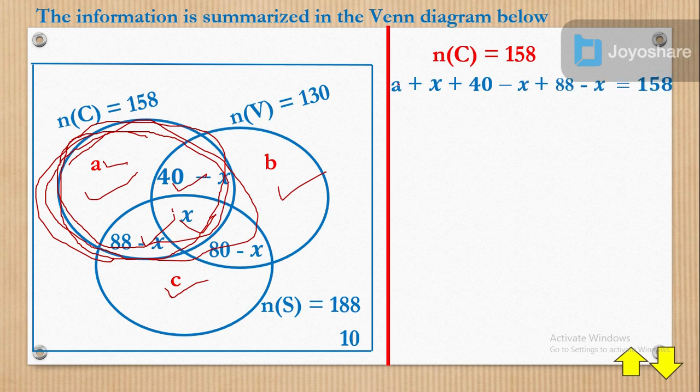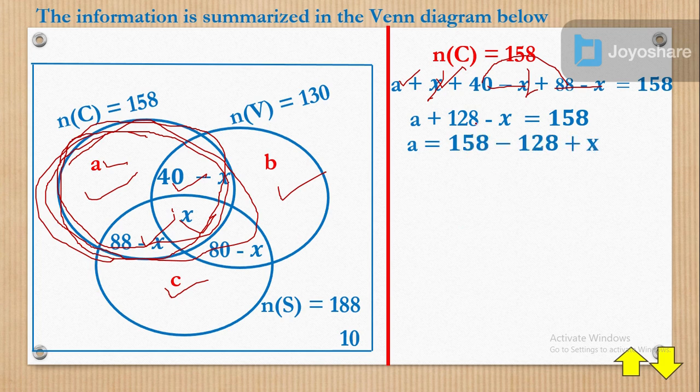So you see that I have A plus X plus 40 minus X plus 88 minus X. We are aiming at finding the value of A. When you cancel out the X's, you get A plus, when you add this plus this, you get 128. This X goes out with this, so you remain with the minus X. So A plus 128 minus X equals 158. When you take this 128 to this side, it becomes a minus, while this X becomes a plus. Now our A is equal to 30 plus X. That's what we have as our A.